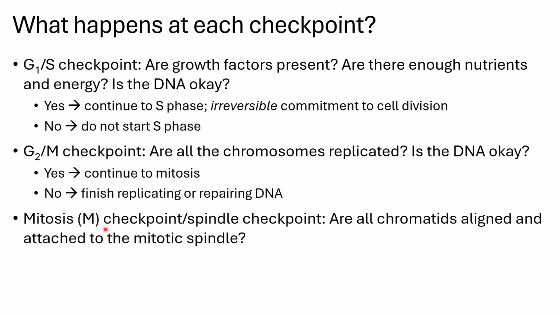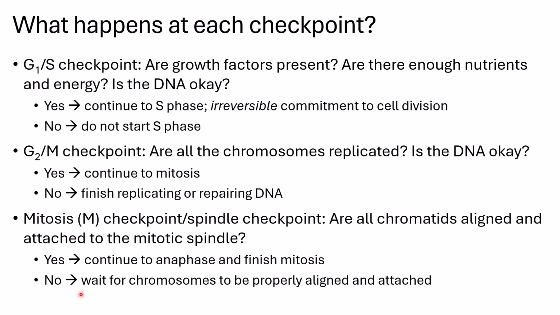The M checkpoint or spindle checkpoint asks if the sister chromatids are all properly aligned along the metaphase plate and whether the spindles are properly attached. If the answer is yes, the cell will continue to anaphase and separate the sister chromatids, and eventually finish mitosis. If the answer is no, the cell will wait for the chromosomes to be properly aligned and also make sure that the spindles are attached properly. This ensures that there are no mistakes in the distribution of chromosomes between the two cells. Many of these checkpoints involve checking the DNA because some errors can lead to dangerous mutations.